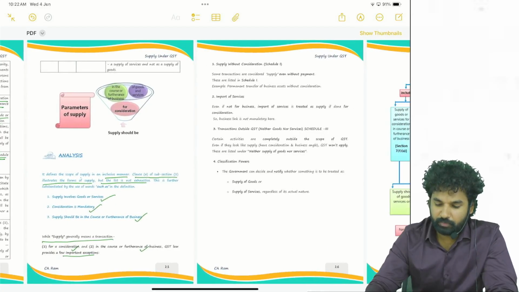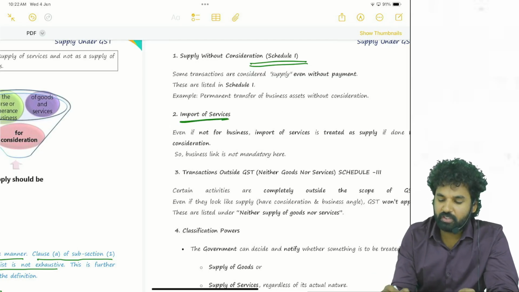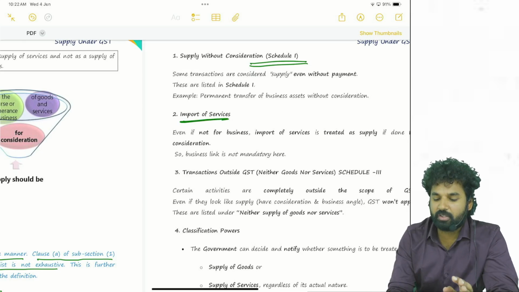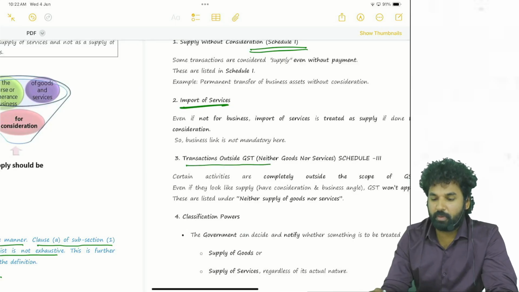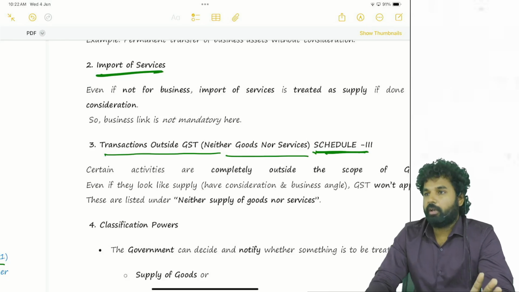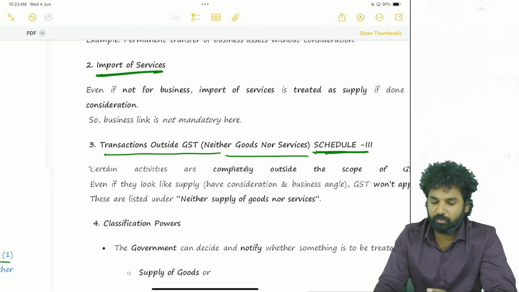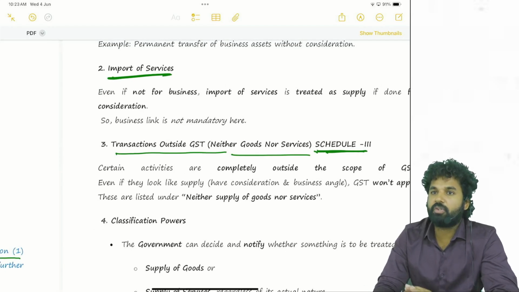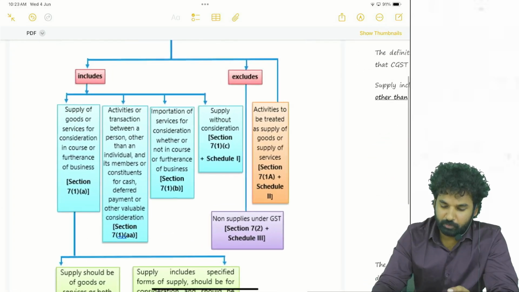So what are those? Supply without consideration, where it is Schedule 1. Importation of services: even if the business is not present, importation of services will be treated as supply. Transactions outside the scope of GST, neither goods nor services, which is a Schedule 3 activity. In a Schedule 3 activity, even though it is goods or services, with consideration, in the course or furtherance of business, meaning all the conditions under 7(1) are satisfied, Schedule 3 activities are still outside the scope of supply. So these are the transactions outside the scope of supply. This is the structure.